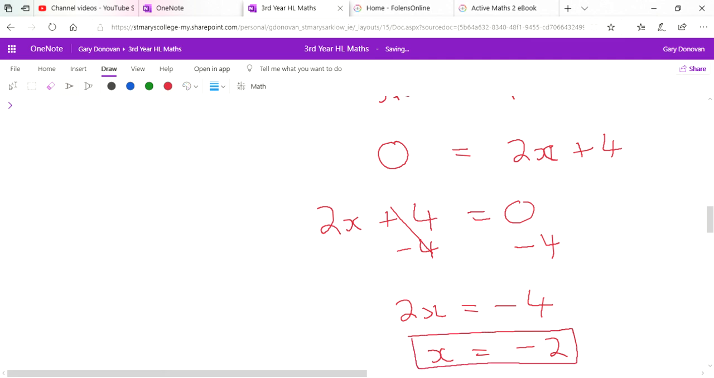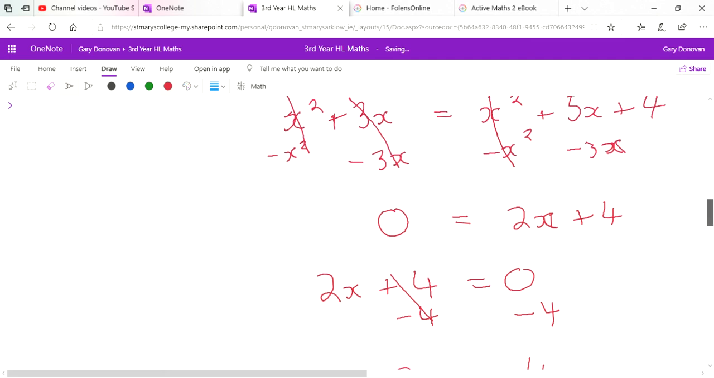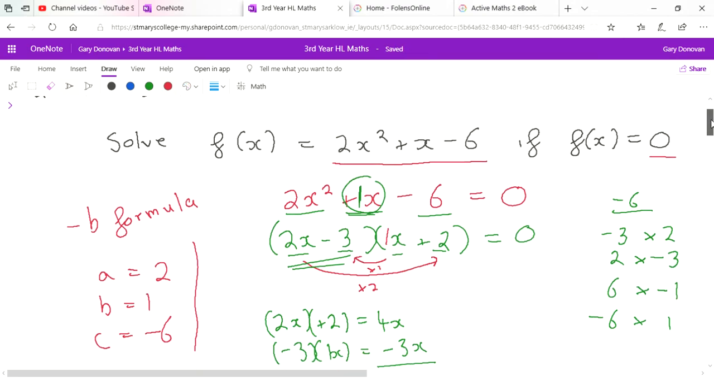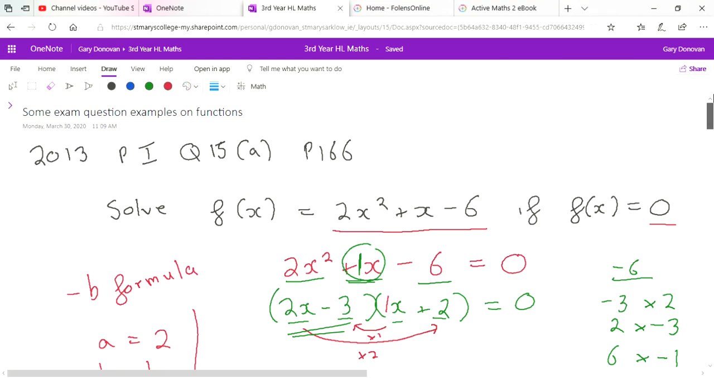So there are just two kind of common questions that could come up in exams, and you're going to practice a couple of them now. But make sure you understand everything in this and take some notes and pause it and rewind it if you need to.